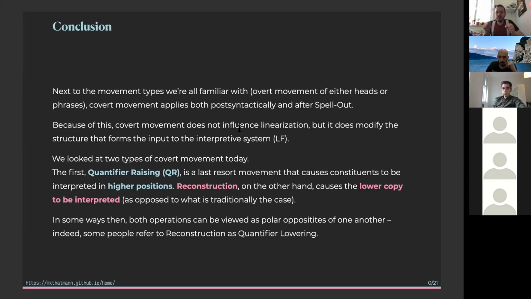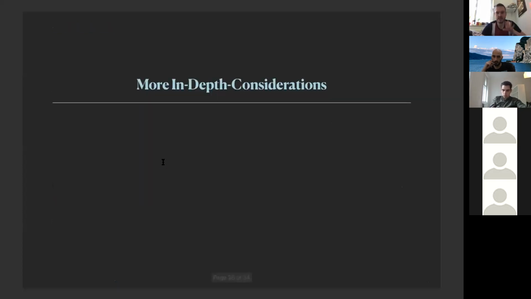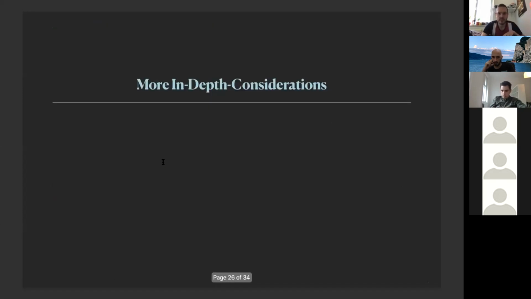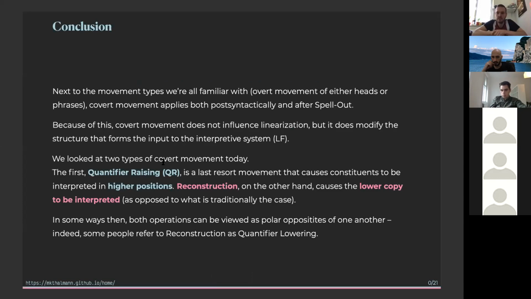And because reconstruction really is the inverse of quantifier raising, some people call reconstruction quantifier lowering. This is contentious, not all people agree with this, but if it sticks in your mind easier, you can just think of it as quantifier lowering. And that, I think, is everything I had to say. Danny will upload the slides, and then you can look at the stuff in the appendix. It's an additional 10 slides or so, just for the people who are interested.